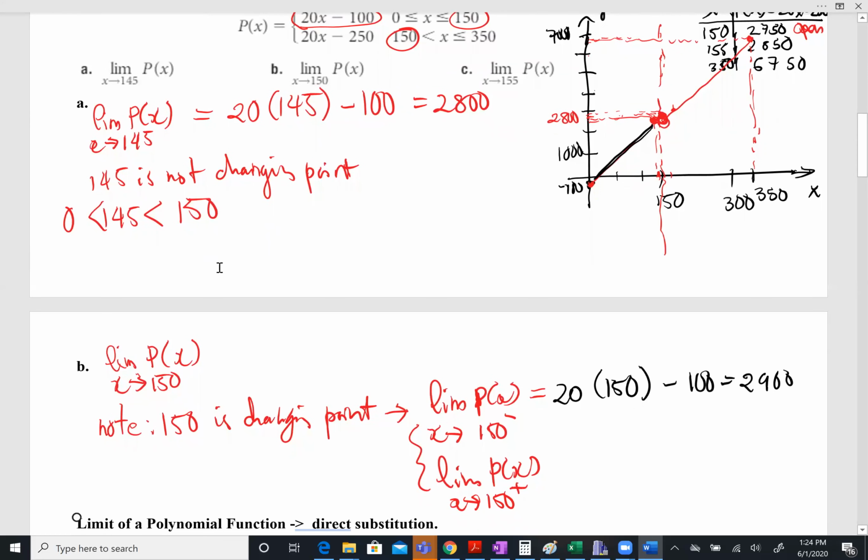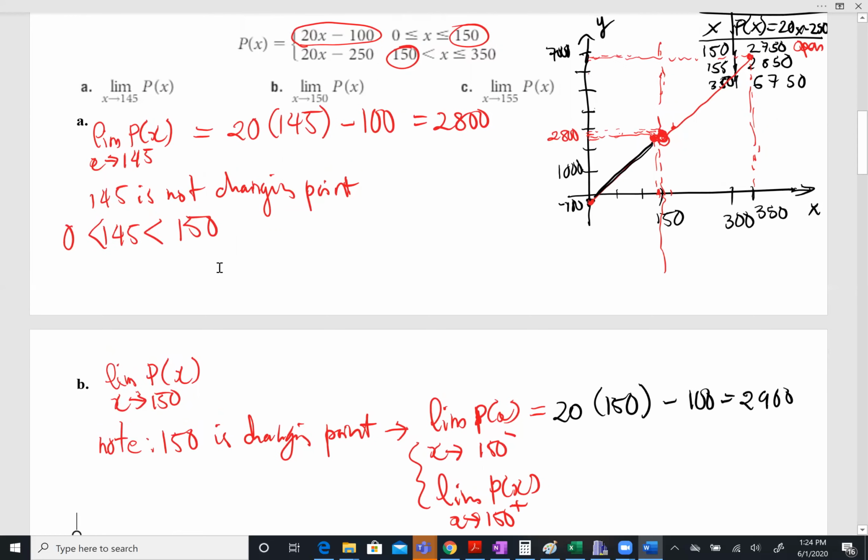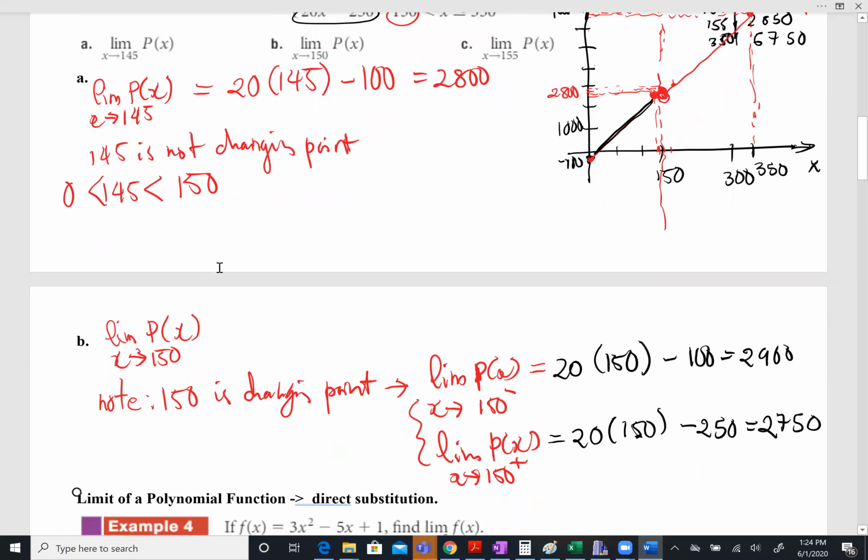For the limit of p(x) when x approaches 150 from the right-hand side is actually based on the second part, which is here. Then you're going to have 20 times 150, and you subtract 250 to get 2,750.